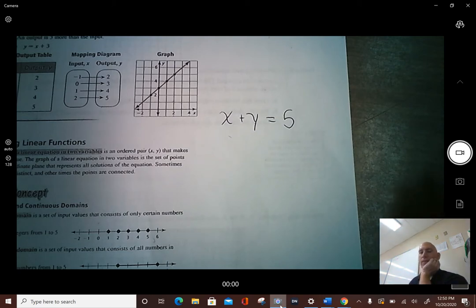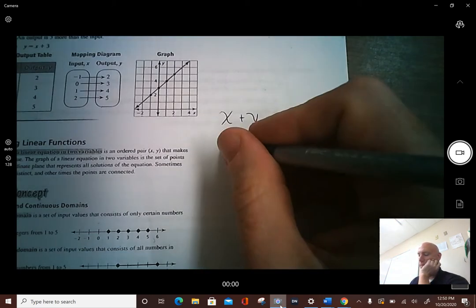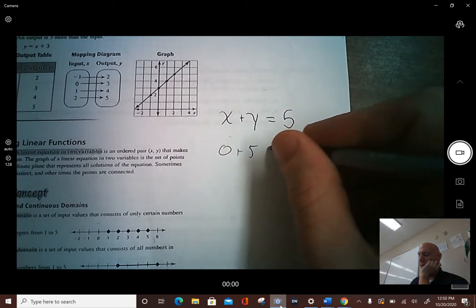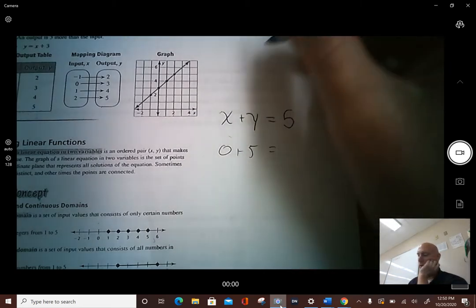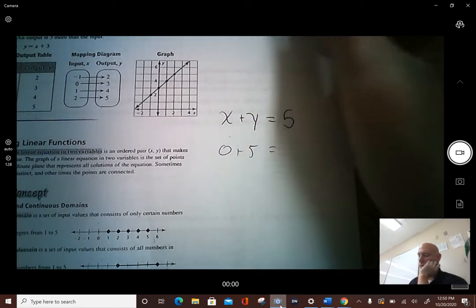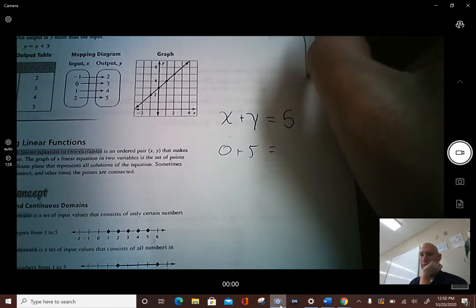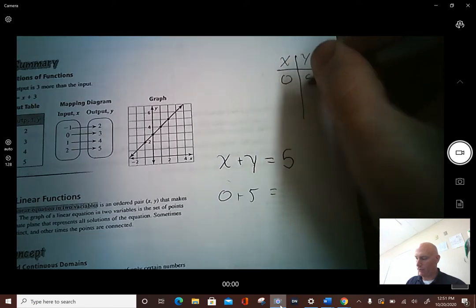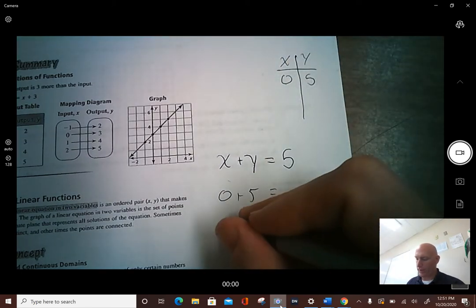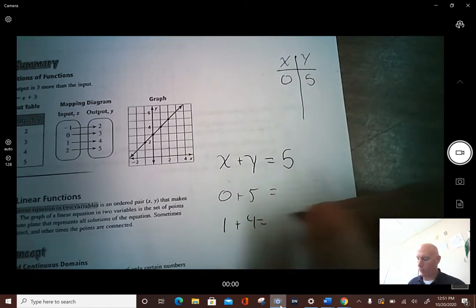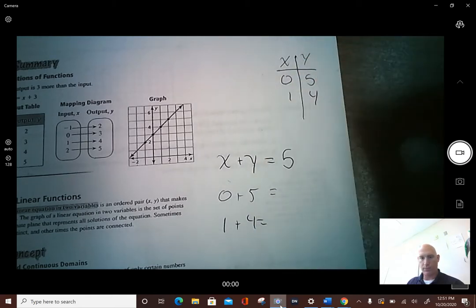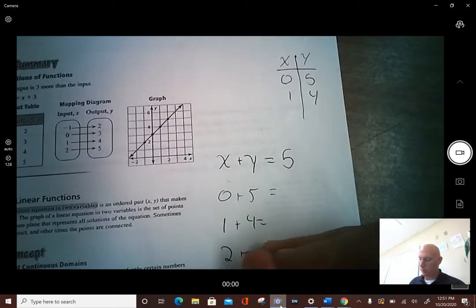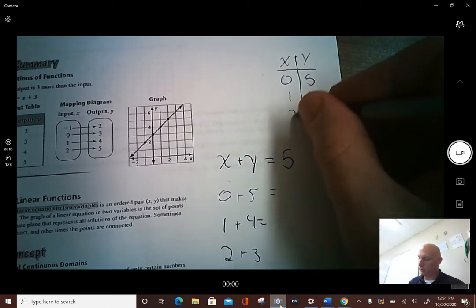So if I say what are some things that work? Well, x could be 0, y could be 5, right? So now we have one answer. We'll just do this as a column, x, y. So we have x could be 0, y could be 5. Well, x could be 1, and then y could be 4. 2 plus 3 is also 5.